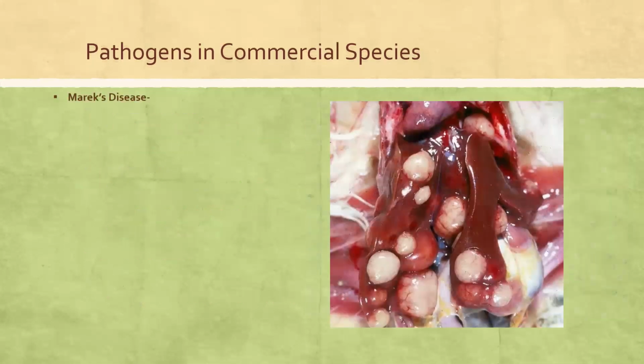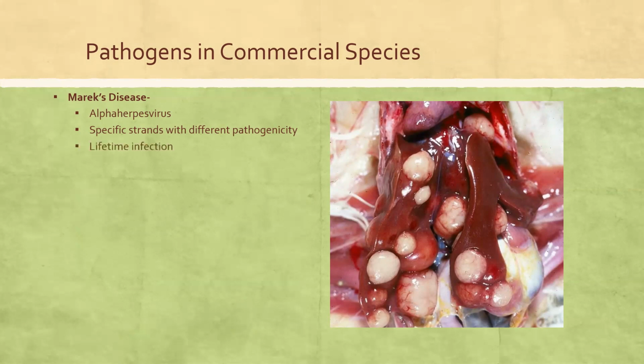Moving over to Marek's disease, I just really like this picture, and I'm really happy I get to talk about it. Marek's disease is caused by an alpha herpes virus, and there are species-specific strains of the virus that have different pathogenicity. For example, the chicken-specific strain of the virus is more harmful than the turkey-specific strain of the virus. Because it is a herpes virus, it is a lifetime infection, meaning just like chickenpox or shingles, once a bird gets it, it's stuck with it for quite a while.